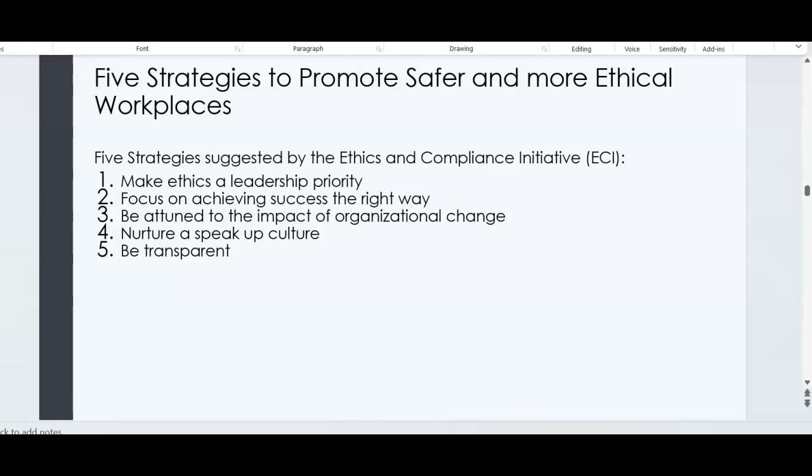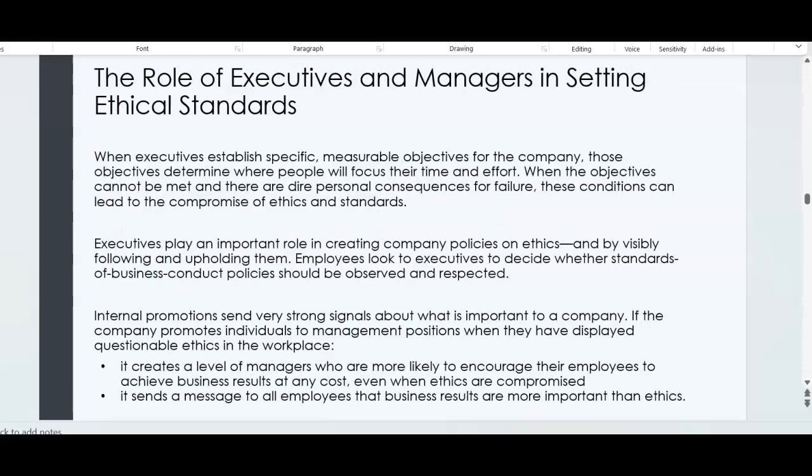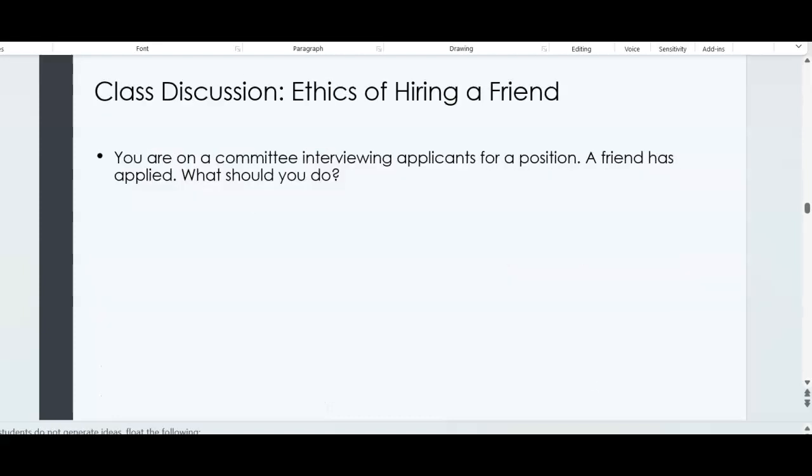Nurturing a speak-up culture. We're going to mention whistleblowers and what that means, but essentially, if you see something, say something. We want to make our employees feel safe to speak up if they see something that doesn't feel right to them. And being transparent, and that's with leadership decisions, that's with financial decisions. It's just making sure nothing is happening that's secretive, making business deals out in the open, so that things aren't hidden in any sort of way. Ultimately, that's going to be the role of these managers in setting the ethical standards.